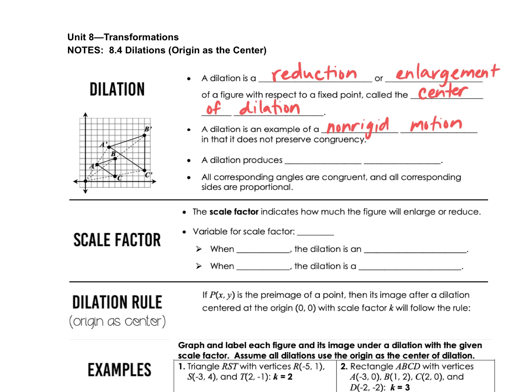Okay, so it becomes bigger or smaller, therefore it's not the same as translations, rotations and reflections. The shape looks the same, it's just in a different position. This is not. Okay? A dilation produces similar figures. All corresponding angles are congruent and all corresponding sides are proportional.